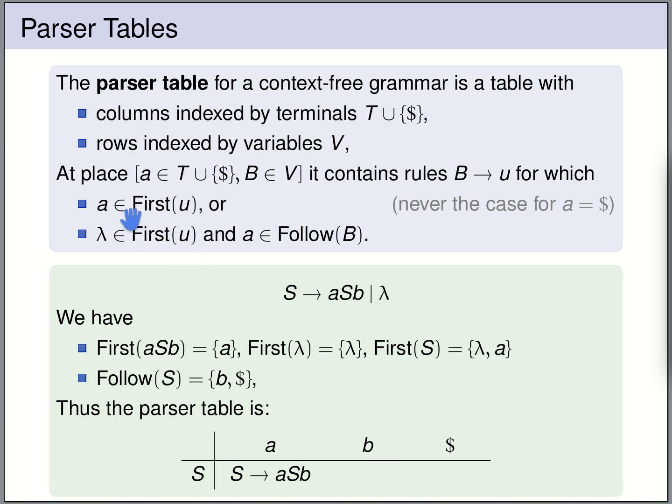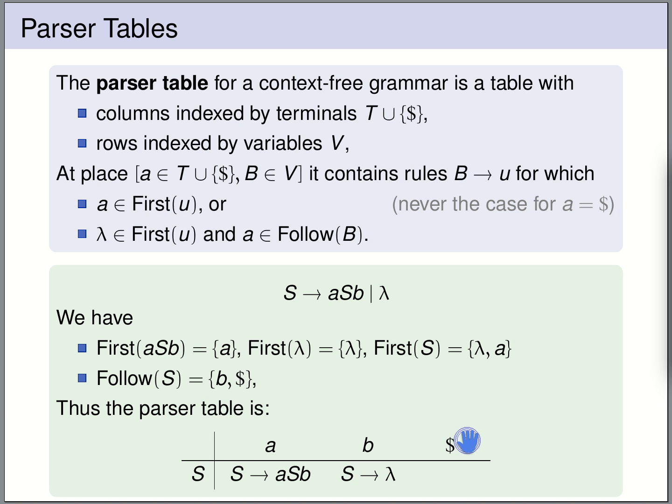Okay, so let's look at the second rule, S rewrites to lambda. B is not in first of lambda, so we are not in the first clause. Let's look at the second clause. Lambda is in first of lambda, so this is true. And we have to check whether B is in follow of S. B indeed is in follow of S, so S rewrites to lambda should be part of this cell.